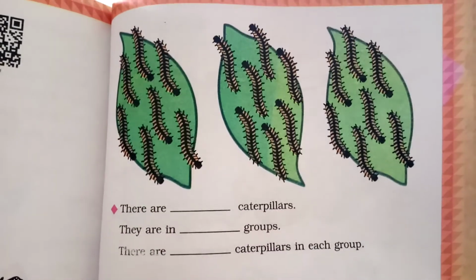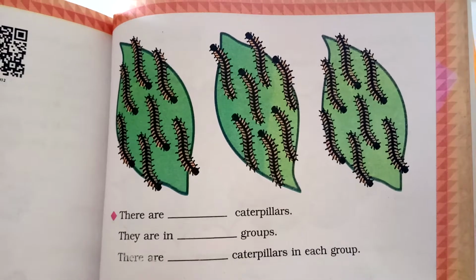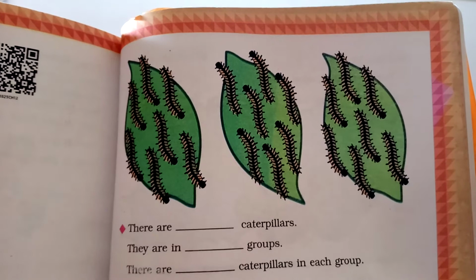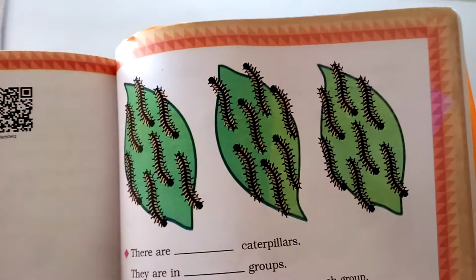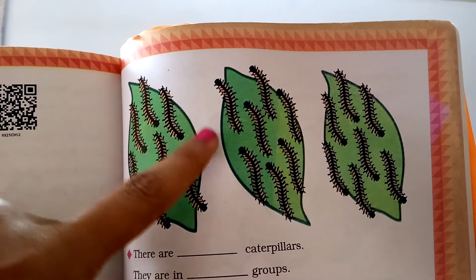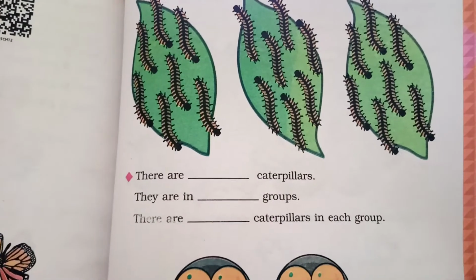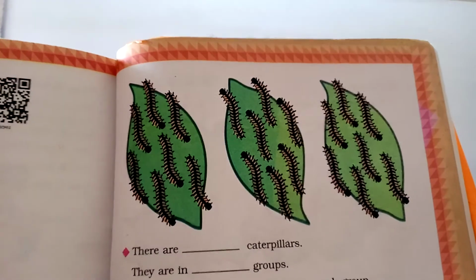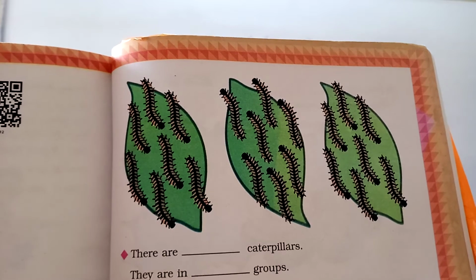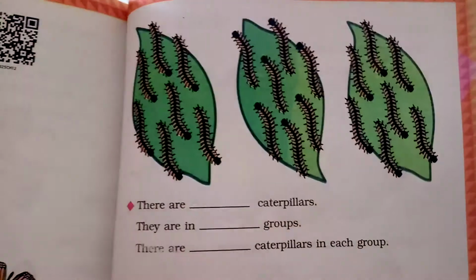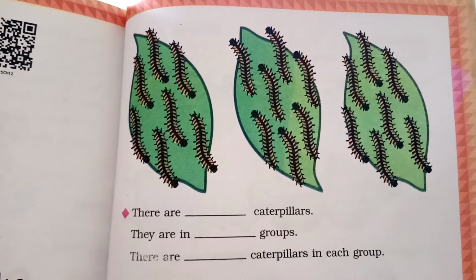And there are total 21 caterpillars. How many caterpillars are there in each leaf? You just count it. So it is 1, 2, 3, 4, 5, 6, 7. So there are 7 caterpillars in each group. Okay, here you can see total it is 21 caterpillars and 3 groups are there and in each group there are 7 caterpillars.